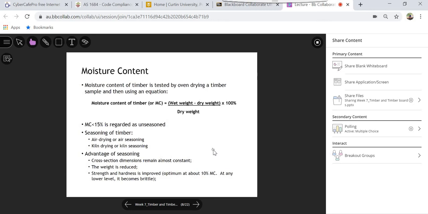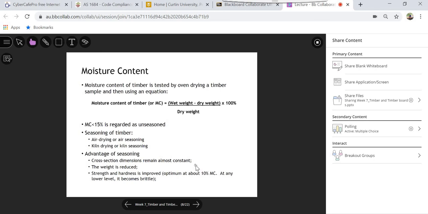Also, moisture does not add strength, but it adds weight. So this is not a good thing either. If we can remove the moisture content, that means we can reduce the weight of the construction element, so it's good overall for the building. Strength and hardness are also improved with reduced moisture content, but we have to be careful. Strength and hardness are actually optimum at 10% moisture content.